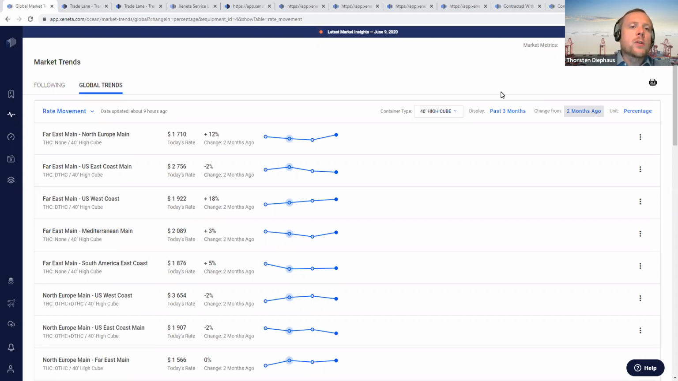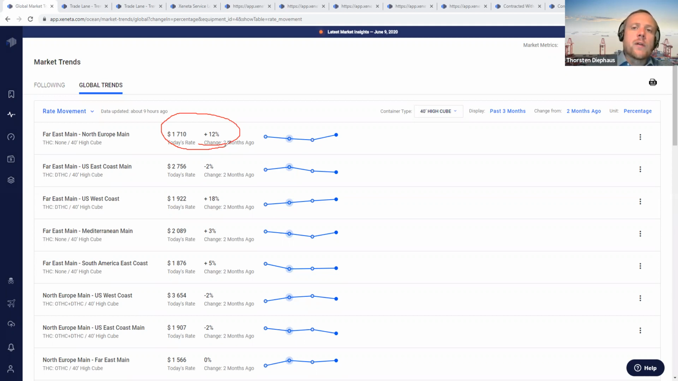So therefore, what you see over here is the global trends overview, and I have just chosen 40 feet high cube containers. You see the last 3 months, and all the data you see is compared against 2 months ago. That means I compare the short-term market average prices from June versus April. Over here you see the current rate for Far East Main to North Europe Main, roughly 1700, and this price is 12% up compared to April, although the oil price dropped heavily.